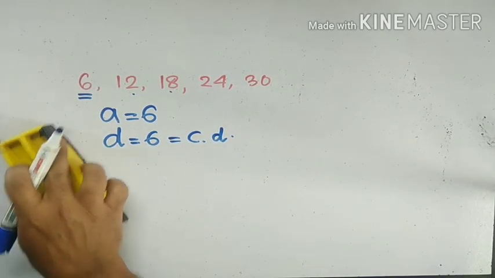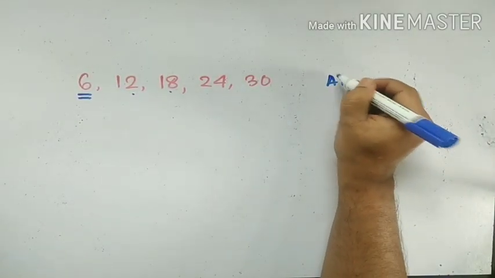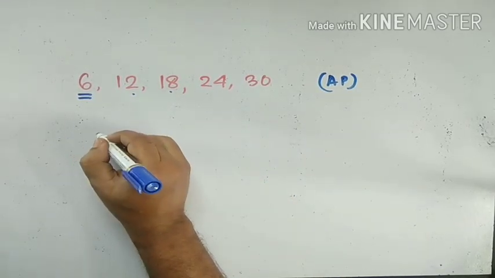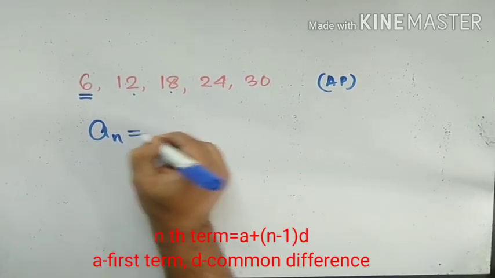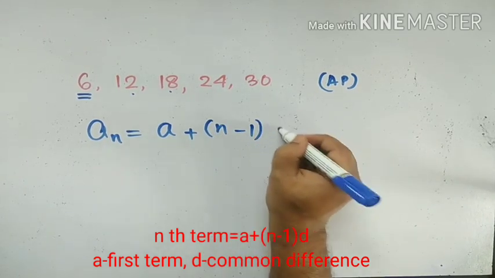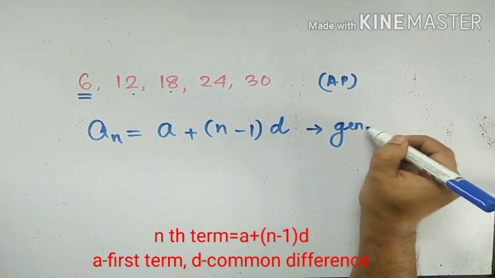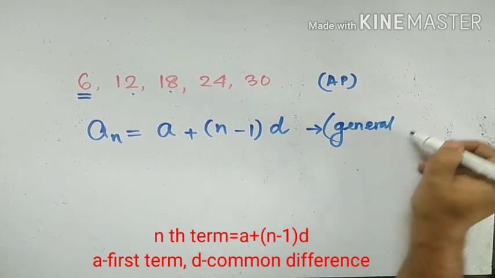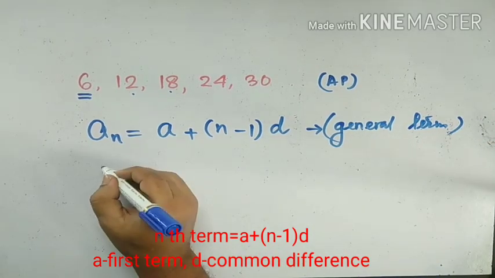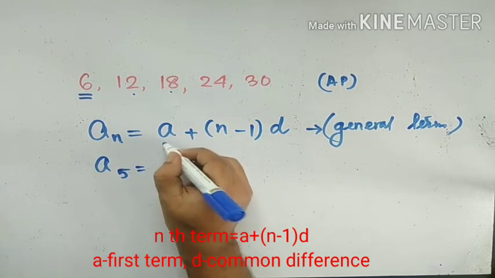Now, in this arithmetic progression, we can find any term using this formula: An equals A plus n minus 1 into D. This is the general term of any AP. Suppose we need to find the fifth term. Suppose A5. A5 will be A.